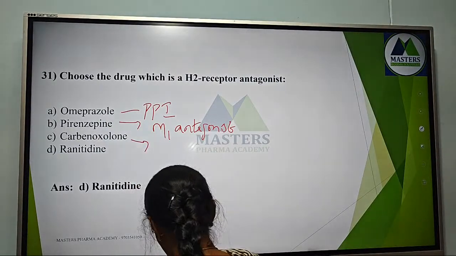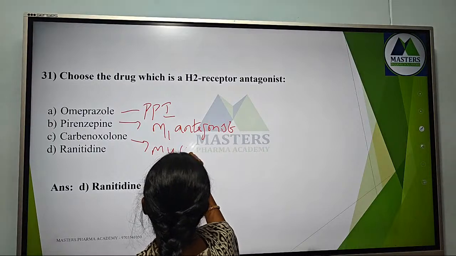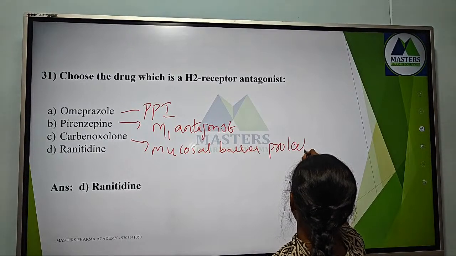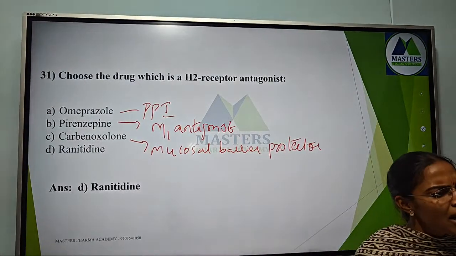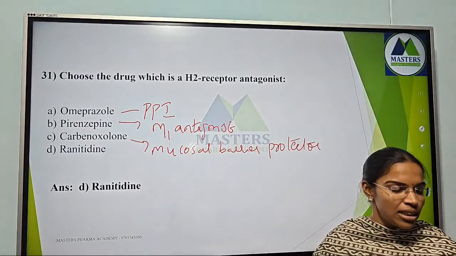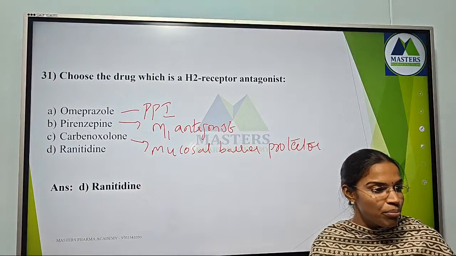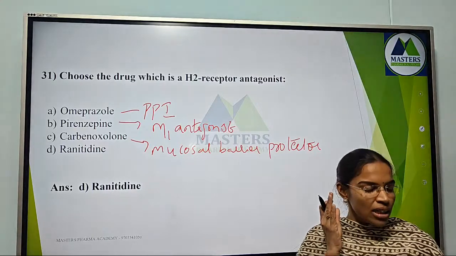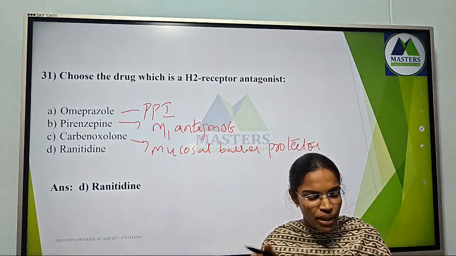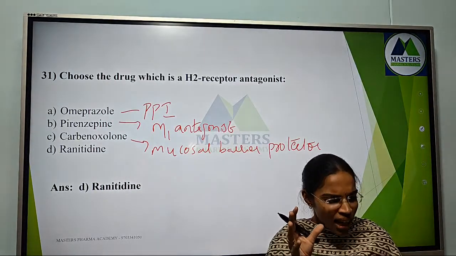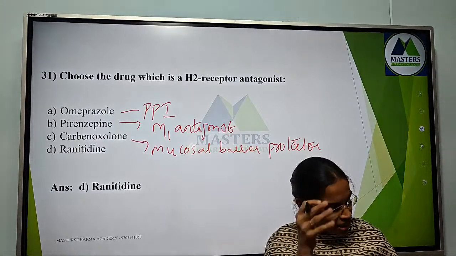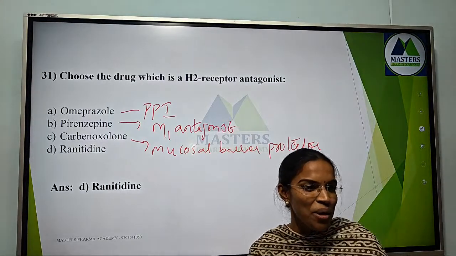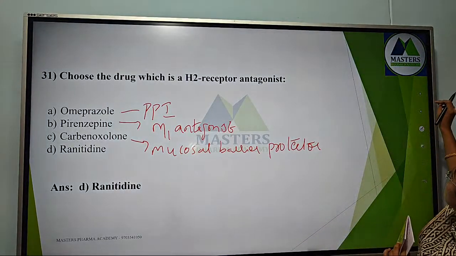And carbenoxolone is an ulcer protector. It is a protector of the mucosal barrier. And ranitidine is an H2 receptor antagonist. I am repeating so many times. Remembering these mechanisms of action is very important. Whatever you are preparing in pharmacology, be thorough with these mechanisms of action and categories and certain important adverse and side effects. You can easily clear 10 to 12 questions from pharmacology. I am repeating from day one. Please make a note of this point.